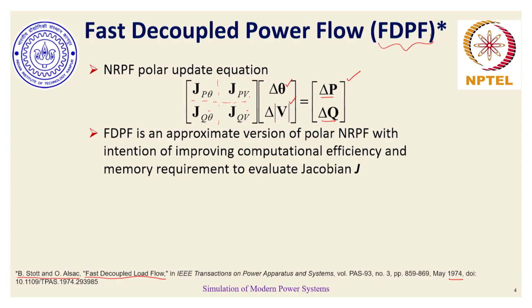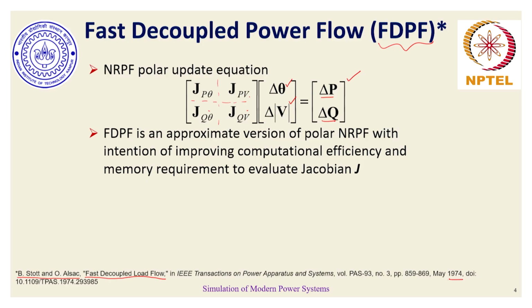So essentially FDPF, if its origin were to be traced, it was well thought of, well planned for power networks, specifically for power flow in 1974. But somewhere in 1984 and 85, the rest of the engineers, researchers, they started observing this great technique. So this technique that Alsac and Stott together thought derives its motivation from Newton-Raphson power flow.